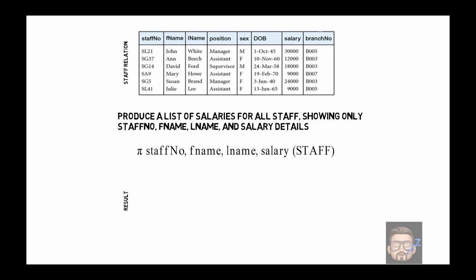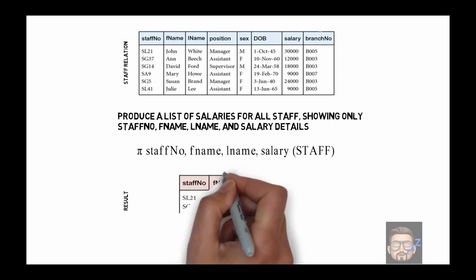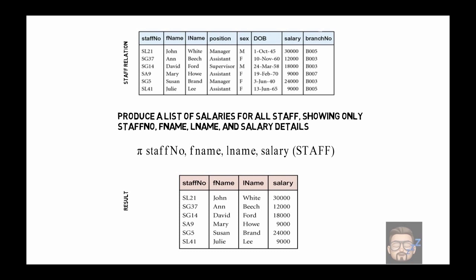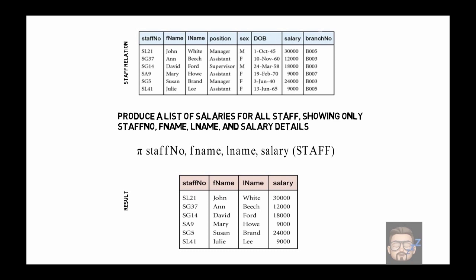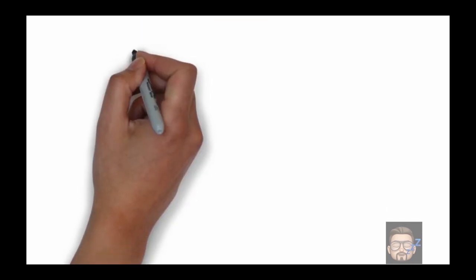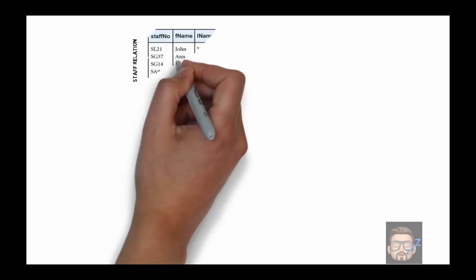If we take a look, we just have only 4 columns being projected in the table result instead of 8. And all of the rows are selected because we don't have any condition in our query. Now let's take a look at another example with projection and selection.